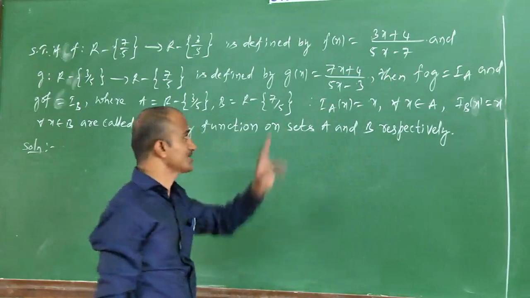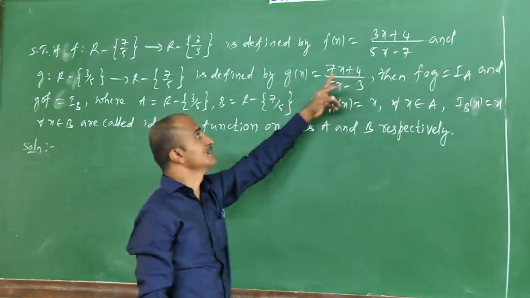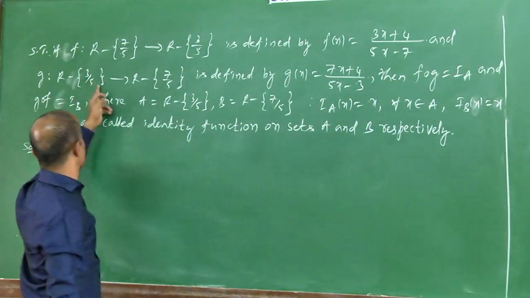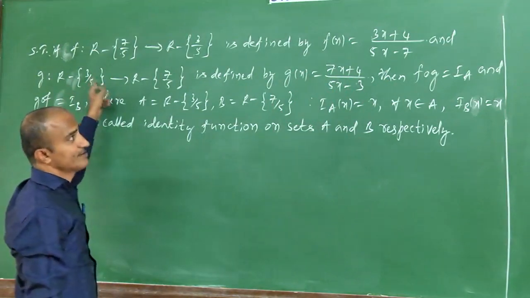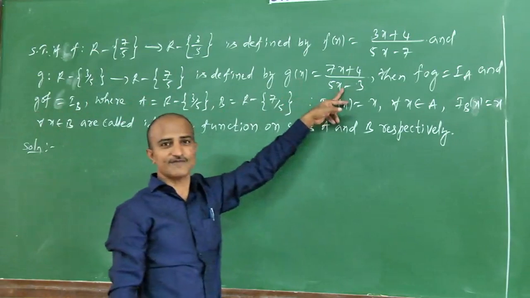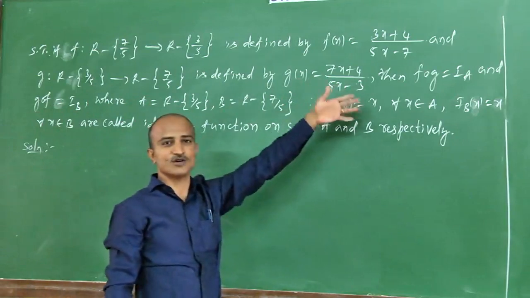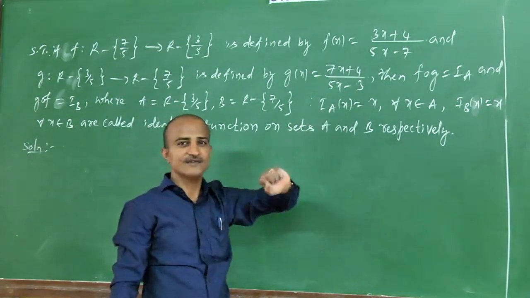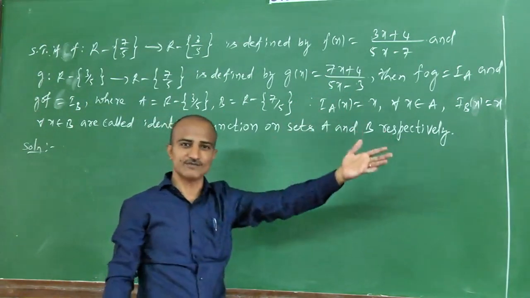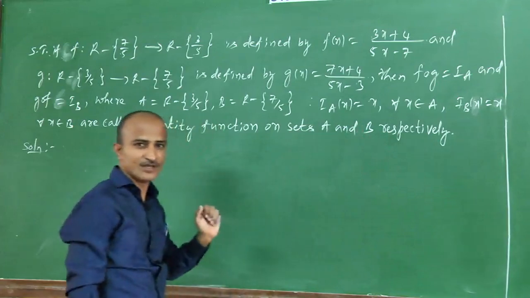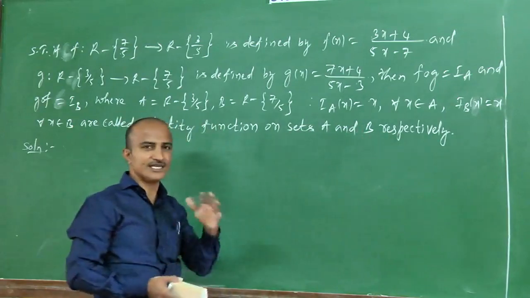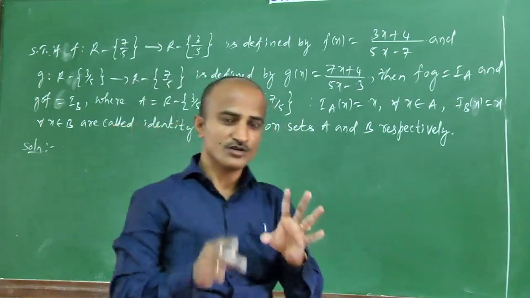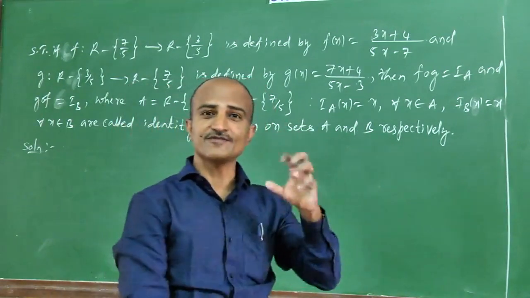Now I hope you will understand why g of x is defined as (7x plus 4) by (5x minus 3) on the set R minus 3/5. Here also, if you replace x by 3/5, the denominator becomes 0, then it becomes infinity, meaning the function is not definable at 3/5. Therefore, it is excluded from the set of real numbers. You have already learnt this in first PU, because there you learned how to find the domain and range of a function.